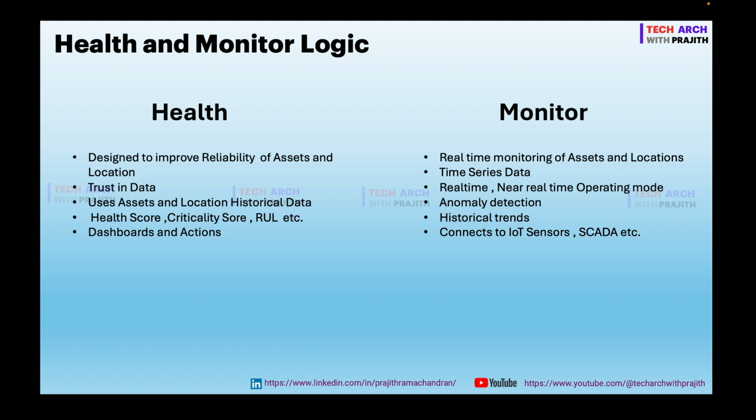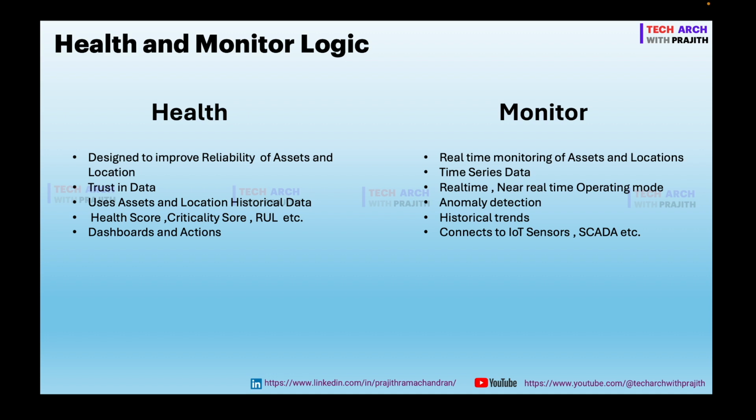Health is using the historical data to give a health score. It's really two different sets of application, looking at two different things, but using the same kind of data to predict. And both provide you the capability to take actions based on real-time dashboards, calculated dashboards and metrics.